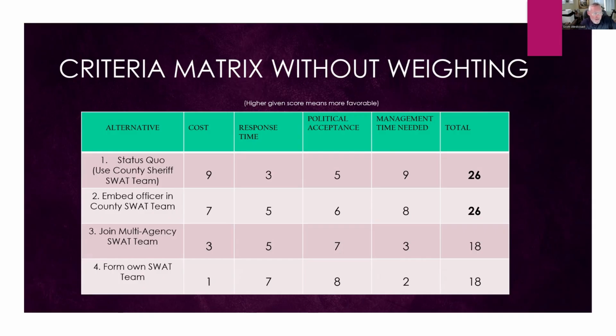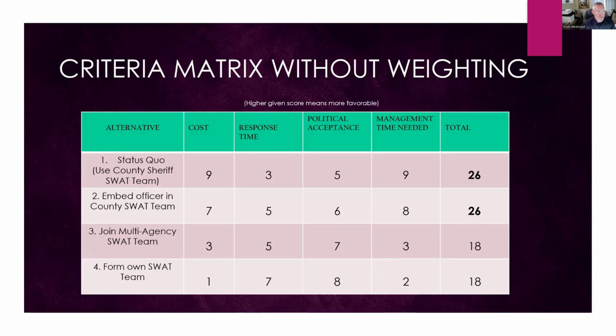Whereas if you had your own SWAT team, maybe the response time would be faster. So that's why 7 is a higher score for having your own SWAT team. This just gives you an example. You're going to be subjective, you're going to make your own ratings, and then you're going to total them.